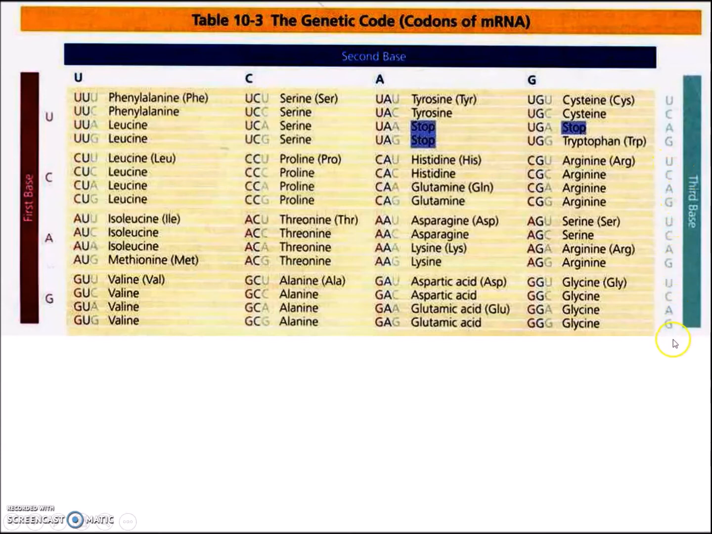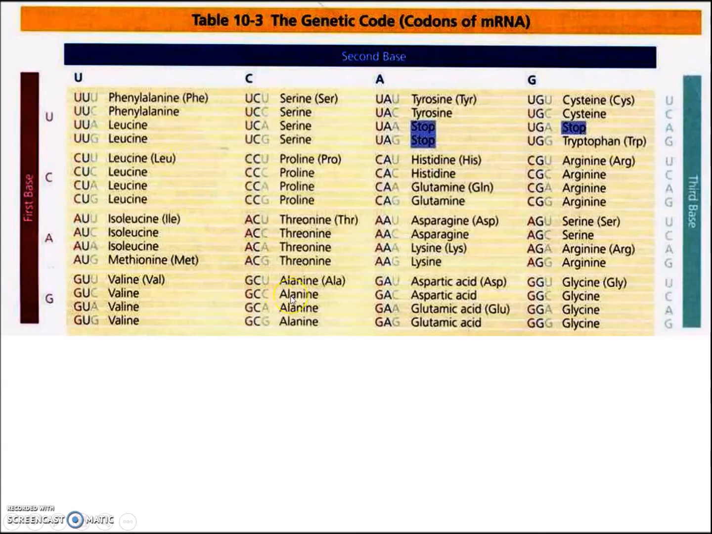UCAG, UCAG, UCAG, all the way down. This is called a table of codons. If you look closely, each triplet of bases in messenger RNA codes for one of the 20 amino acids. For instance, if the three bases were uracil, uracil, and uracil, that would code for the amino acid phenylalanine. If the triplet of bases were cytosine, uracil, uracil, that would code for the amino acid leucine.